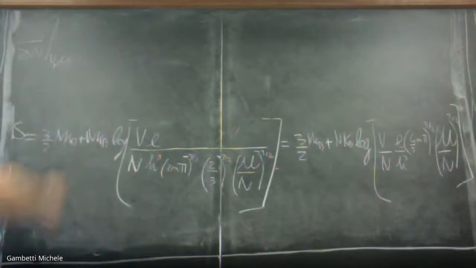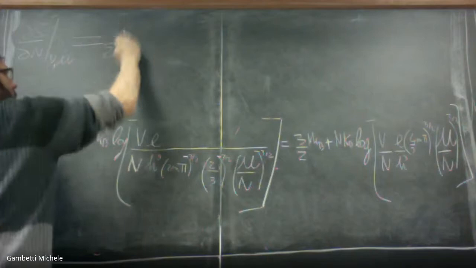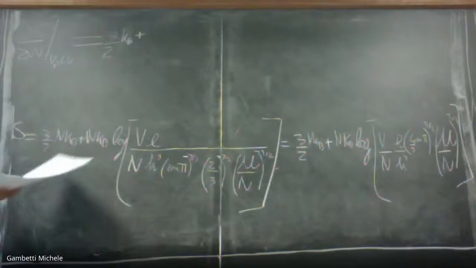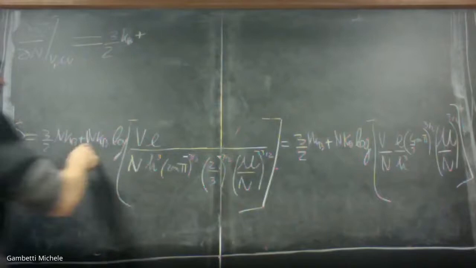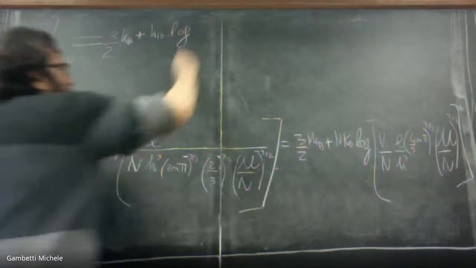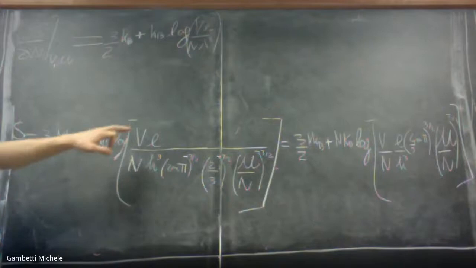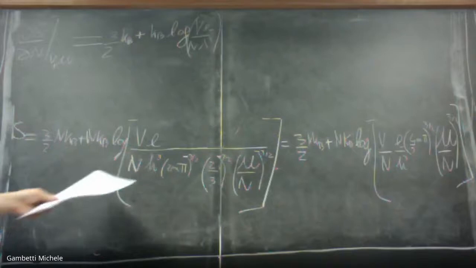I will get the first factor, which is 3/2 kB, plus now I have kB times the logarithm of, let me write this in the previous form, V e lambda cubed, because I do not need to keep the dependence on U anymore, because I have derived with respect to N. Then I have this additional factor, of course, which is the derivative of the logarithm. So then I have N kB.